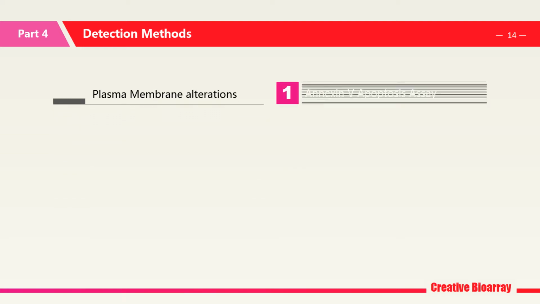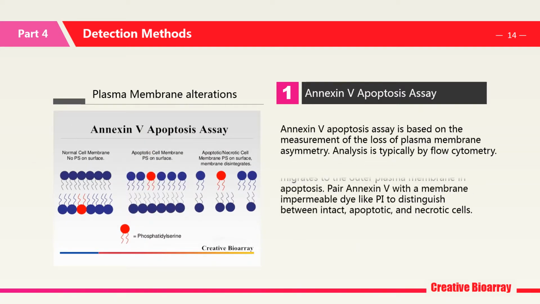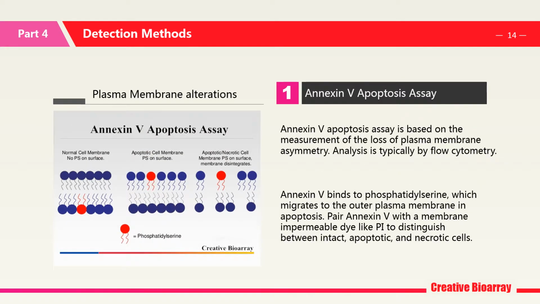An Annexin V apoptosis assay is based on the measurement of the loss of plasma membrane asymmetry. The analysis is typically by flow cytometry. Annexin V binds to phosphatidylserine, which migrates to the outer plasma membrane in apoptosis. Pair Annexin V with a membrane-impermeable dye like PI to distinguish between intact, apoptotic, and necrotic cells.